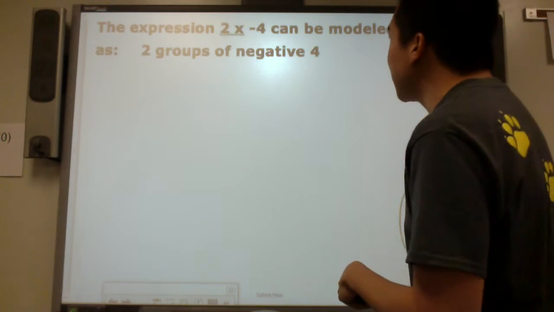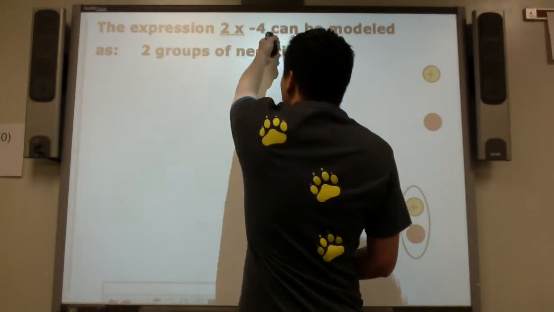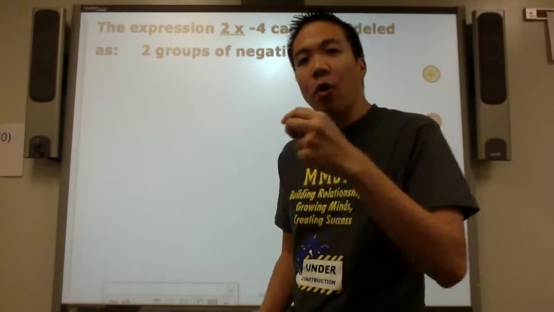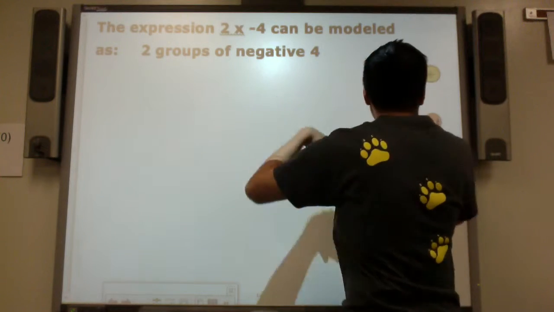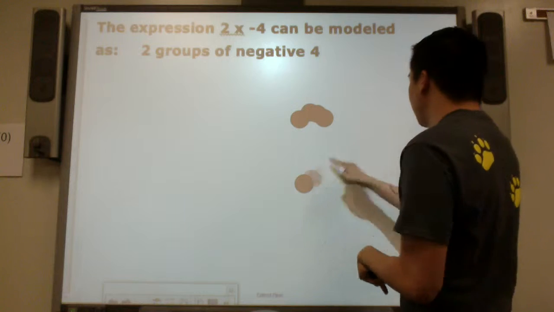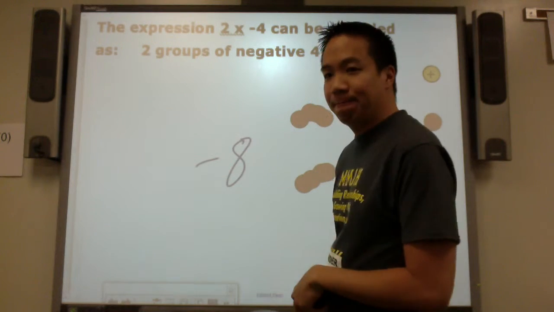The expression 2 times negative 4. What does that mean? That's 2 groups of negative 4. So instead of saying two groups of positive 4, we're doing two groups of negative 4. Here is one group of negative 4. Here's a second group of negative 4. What's the product? Negative 8.